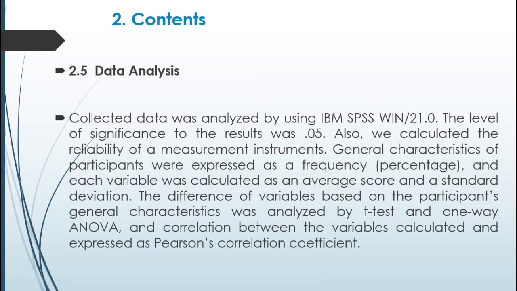2.5 Data analysis. Collected data was analyzed using IBM SPSS Windows 21.0. The level of significance was 0.05. Also, we calculated the reliability of the measurement instruments. General characteristics of the participants were expressed as frequencies, and each variable was calculated as an average score and standard deviation. The difference of variables based on the participants' general characteristics was analyzed by t-test and one-way ANOVA, and the correlation between the variables was calculated and expressed as the Pearson correlation coefficient.